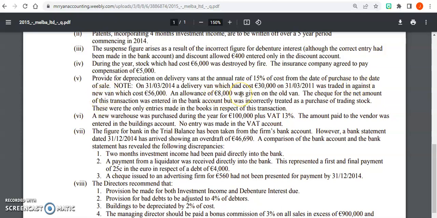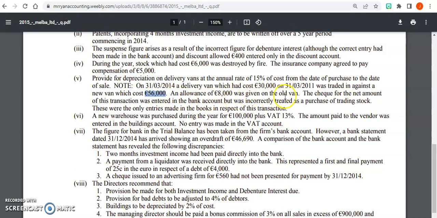So when we buy it, we're going to have depreciation. For the length of time, we're going to have depreciation. When we sell it, we're going to have the depreciation. So on the 31st of the 3rd, 2014, a delivery van which cost $30,000 on the 31st of the 3rd, 2011. So we're getting rid of this van. So that's what we need to reduce our vans by, our vehicles by, was traded in against a new van which cost 56. So 56 is what we're increasing our vans by.